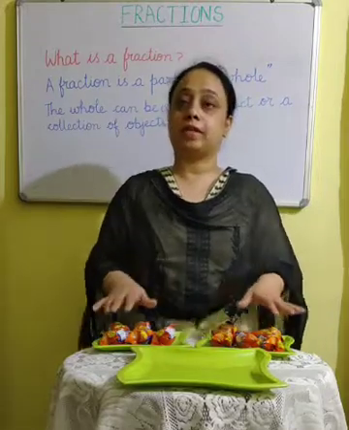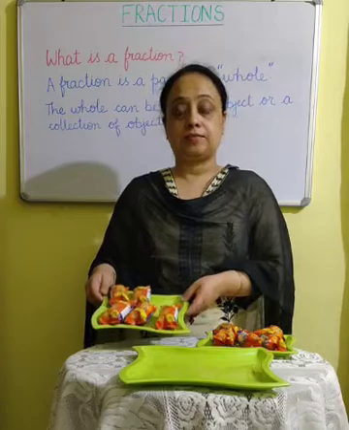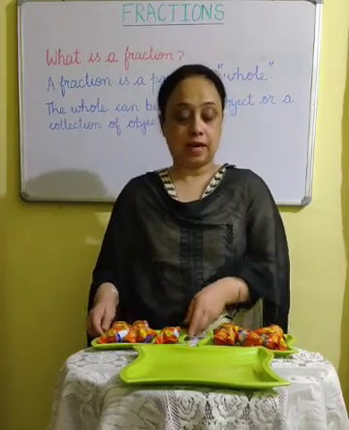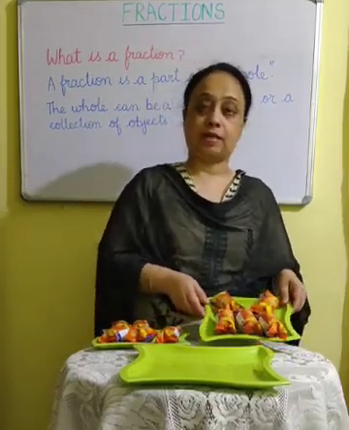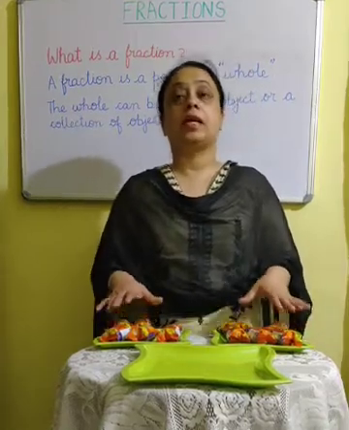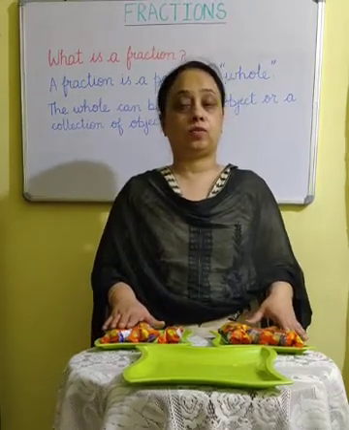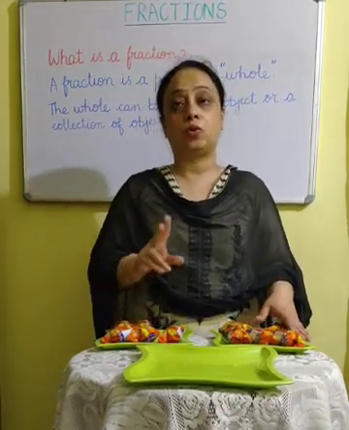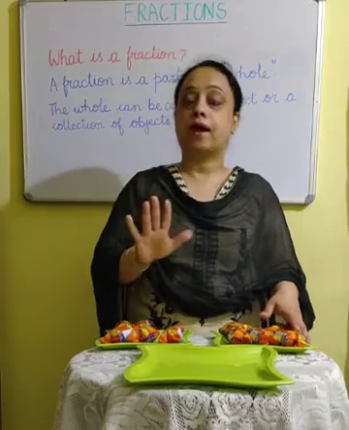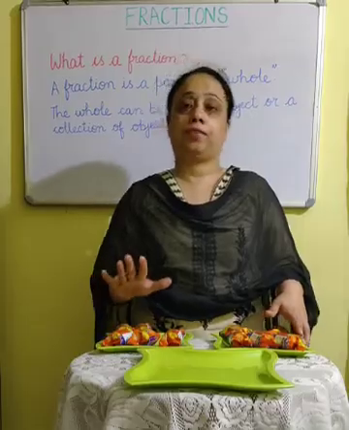Distributed these 10 objects into 2 equal halves, and each half contains 5 packets of biscuits here and 5 packets of biscuits here. So the distribution is equal because each half contains 5 packets of biscuits. So when I divide 10 objects into 2 equal halves, I have 5 packets in each half.